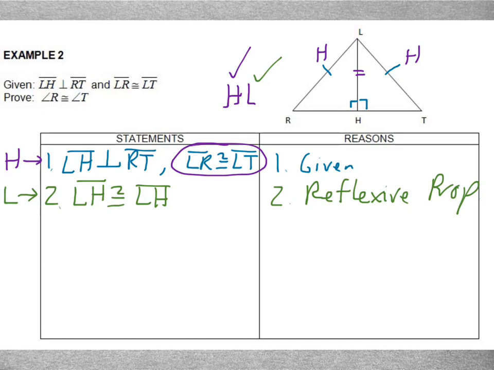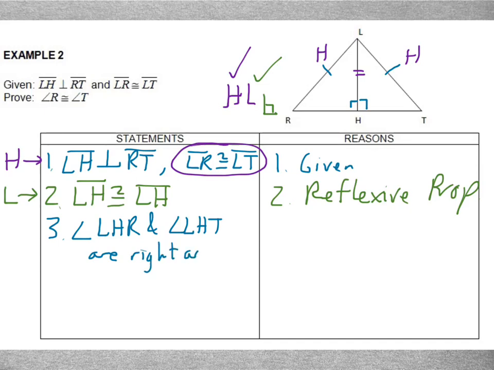Technically not yet. This is one of the reasons I brought in this proof. In order to use HL, remember you also have to know that it's a right angle. So we need to include that in the reasons before as well. So I'll write that in. I know that angle LHR and angle LHT are right angles. Okay, that will give me the right angle that I need.